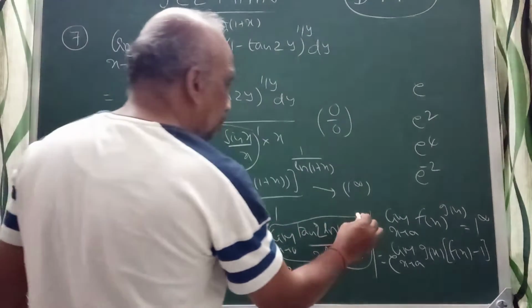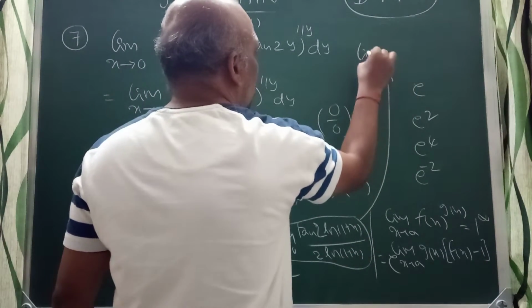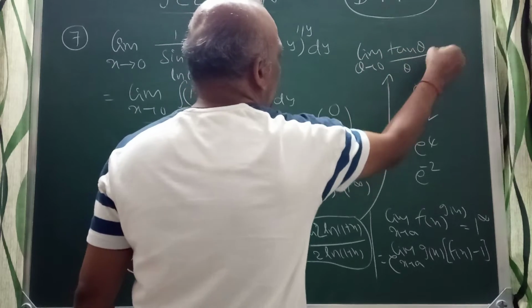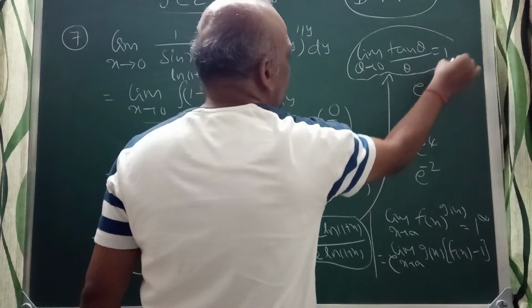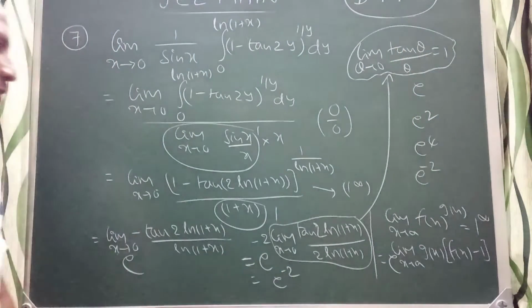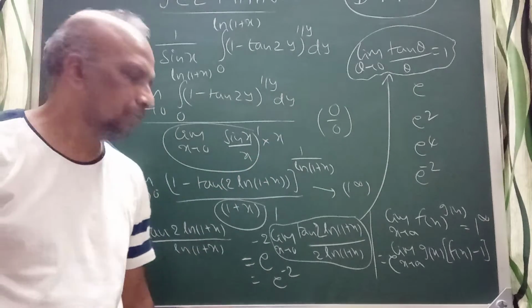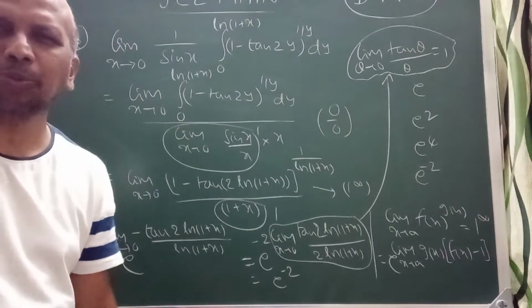So why? You remember here, the limit as theta tends to 0 of tan theta by theta equals 1. That is the reason here, you can follow that way. That is the reason we multiply by 2 and divide by 2. We can find this, so the answer is e power minus 2.